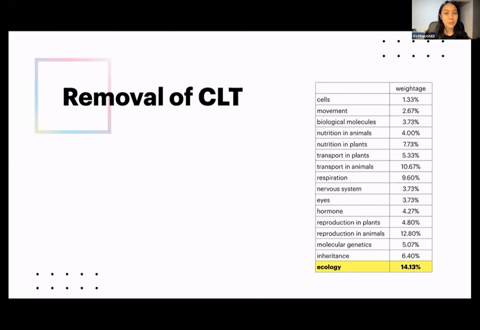So every other chapter will get a lot more weightage as well. Last time you can see the nervous system, eyes, biological molecules were all like 3% each, very little. Now with ecology removed, every other topic will get a little bit more weightage. So you do have to transfer your time to study, and make sure you know the other topics even better.